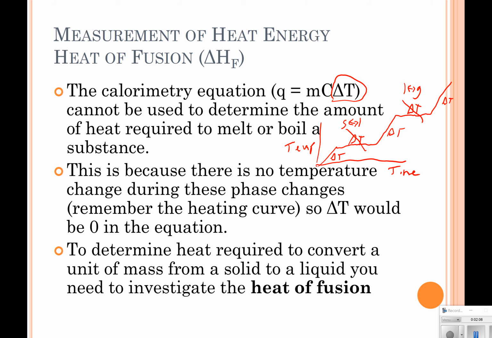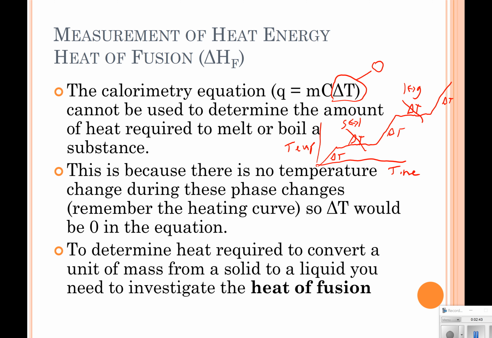So if we tried to use the calorimetry equation during one of these phase changes, we wouldn't have a delta T. This quantity would be 0, and therefore the amount of heat using this equation that's responsible for the phase change couldn't be calculated because of that 0. So to determine how much heat is required to convert a certain mass of solid to a certain mass of liquid, which should be the same, because we have our conservation of matter, we have to look at and investigate the heat of fusion.